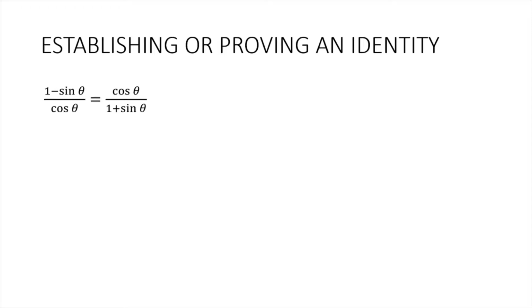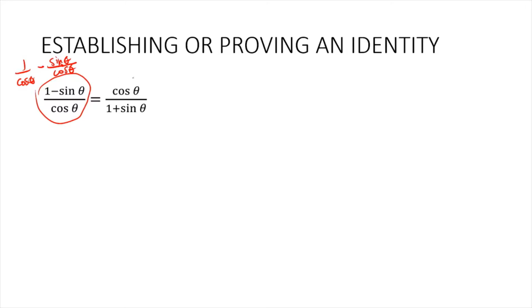Say in this case, we start with the right-hand side of the equation. Okay, we can actually try to express the left-hand side of the equation as a sum of two fractions, right? That would be 1 over cosine theta minus sine theta over cosine theta, where 1 over cosine theta is secant theta, and then sine over cosine is tangent. So we have secant theta minus tangent theta.